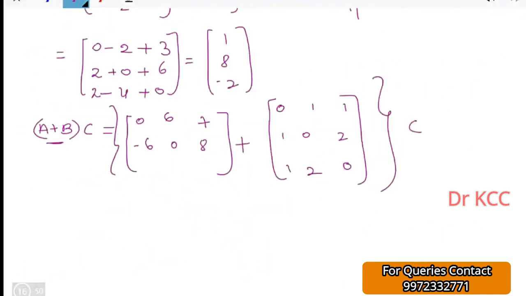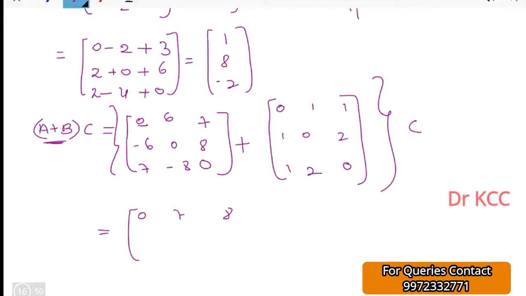7 minus 8, 0. First we need to find out A plus B. So we'll find out what is A plus B now. 0 plus 0. I have taught position to position addition. Position to position. 0 plus 0, 0. 6 plus 1, 7. 7 plus 1, 8.